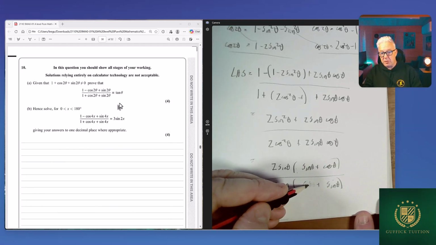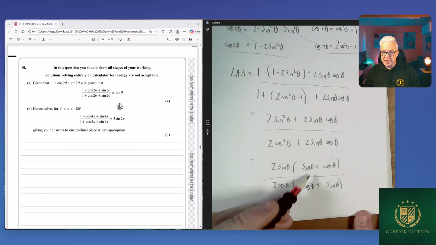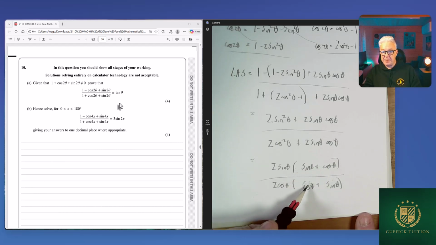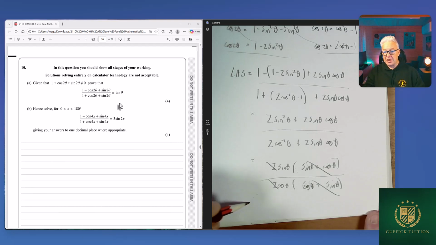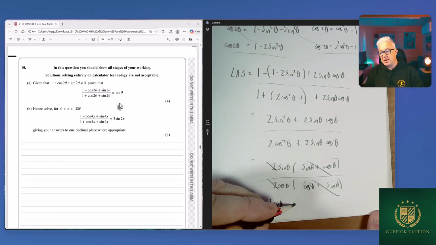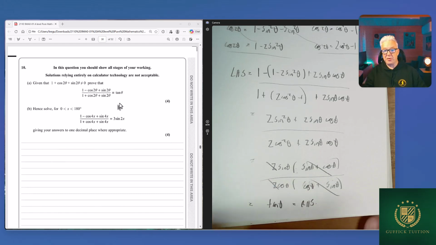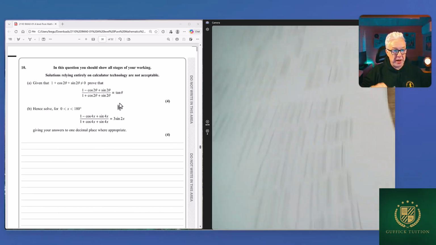Okay, this is great now because we've got it sorted, because sine theta plus cos theta is the same as cos theta plus sine theta, so they cancel, the 2's cancel, and we're just left with sine theta over cos theta, which is tan theta, which is equal to the right hand side. And that's the proof done for part A there for 4 marks. Perfect. Right, now let's have a look at part B.